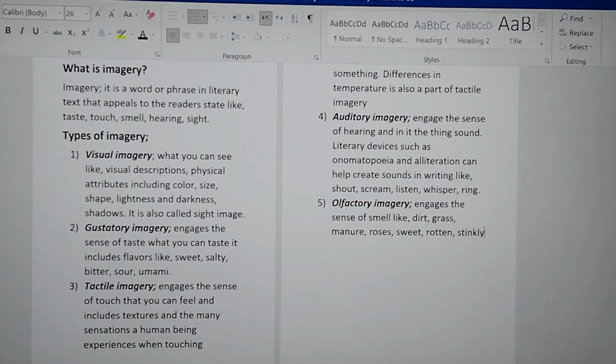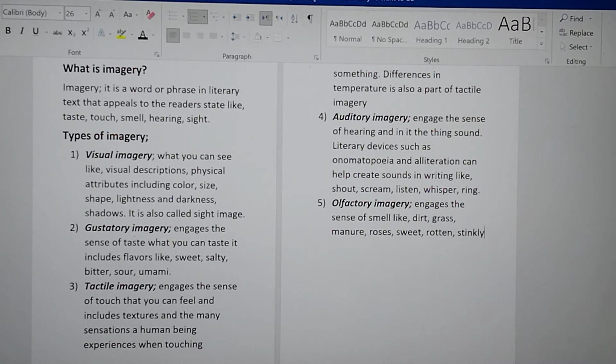And the second one is gustatory imagery. It engages the sense of taste, what you can taste. It includes flavors like sweet, salty, bitter, sour, umami. So that is gustatory imagery, which is also called taste image.